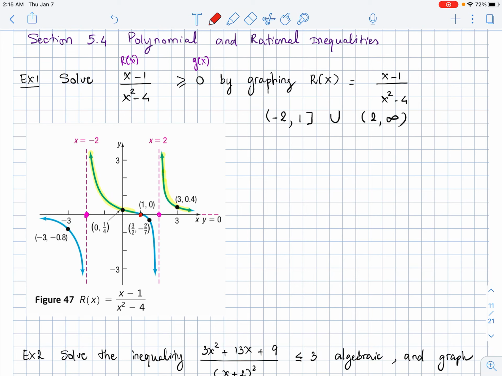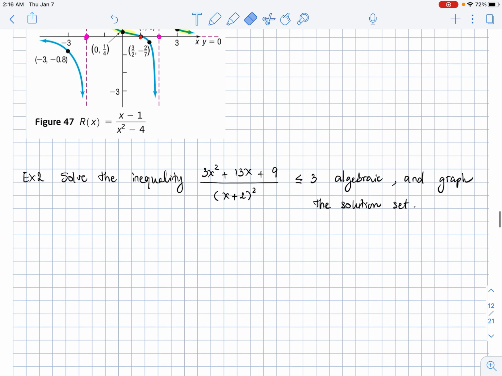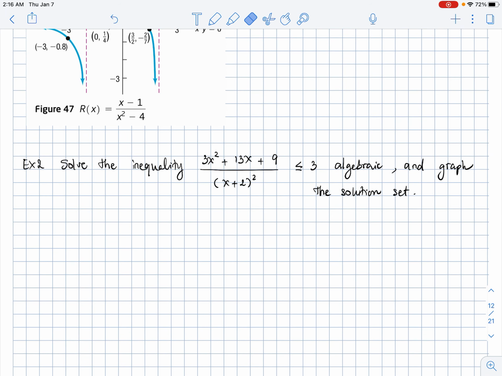We will put them on the x-axis, and then we will test a point. If it gives you positive, then the graph will be above the x-axis. If it gives you negative when you test the point, the graph will be below. So depending on the problem, we will choose the pieces below or above. We will use that idea to solve the inequality using algebra, not graphing.